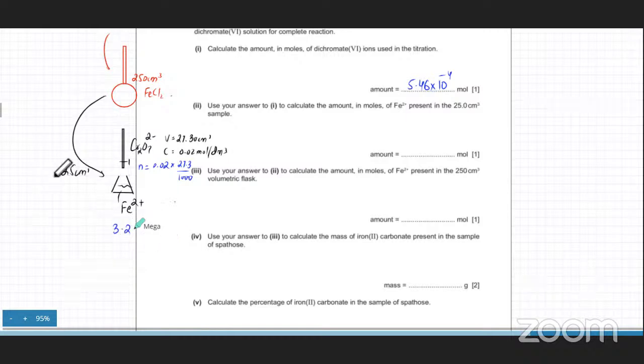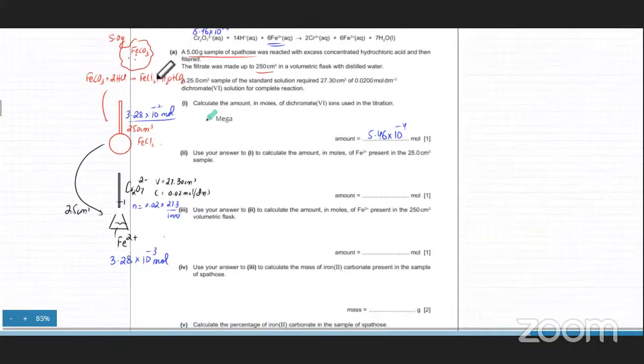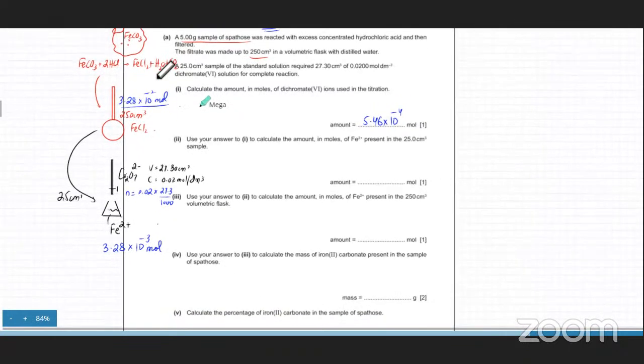The next part is they're asking for the 250 cm cube. How many moles would there be? So this was only found in 25 cm cube. So how many moles would there be in the 250 cm cube original solution? That would be 10 times this amount. So it's going to be the same number, except that it's going to be 10 to the power minus 2 moles. Okay, is this clear? That in the original 250 cm cube solution, you're going to have 10 times that many moles.